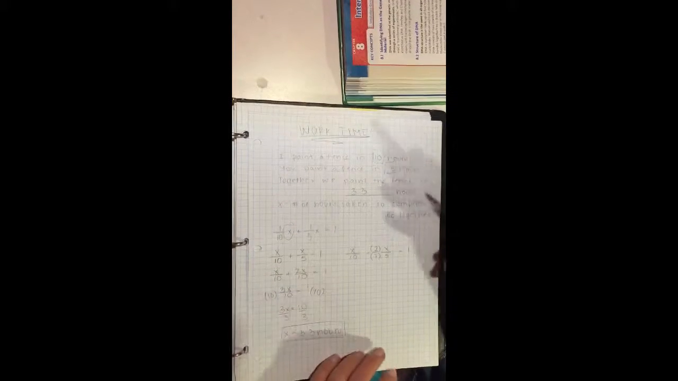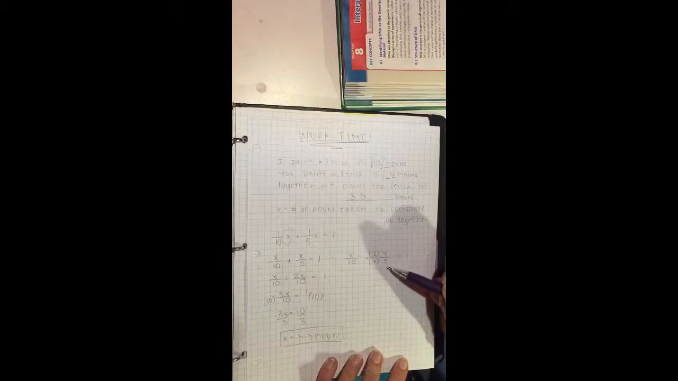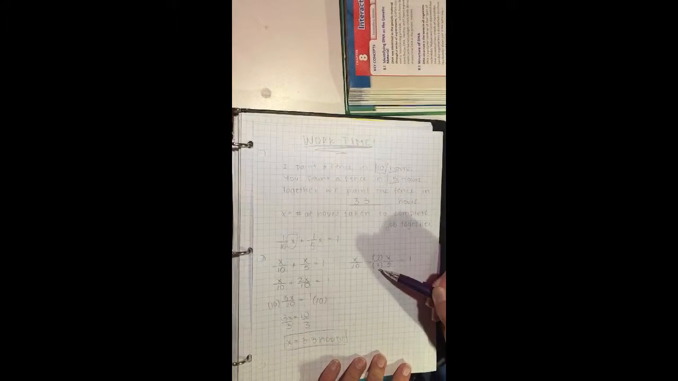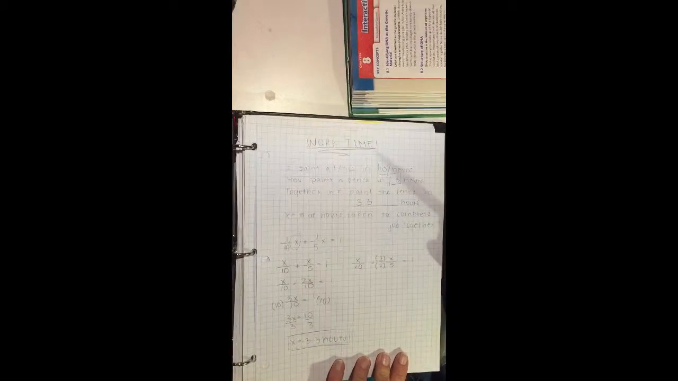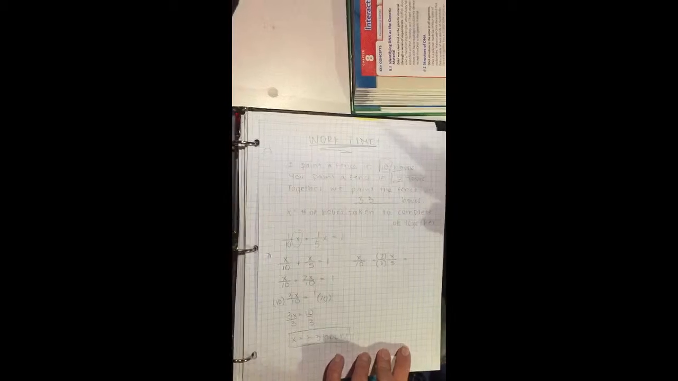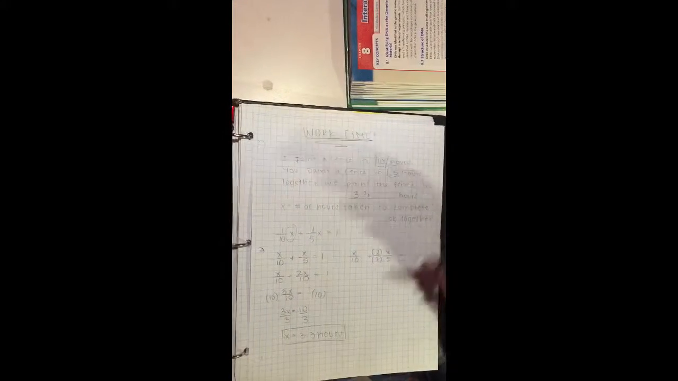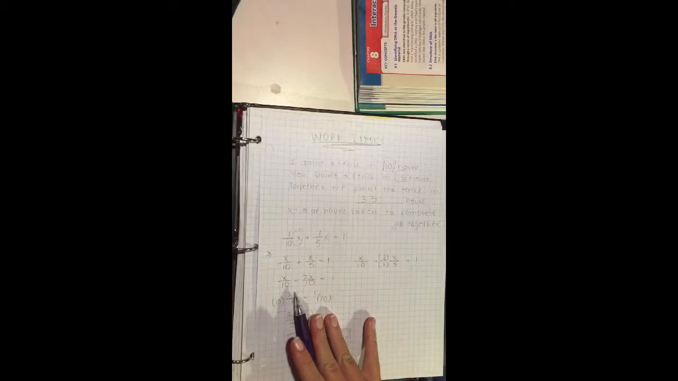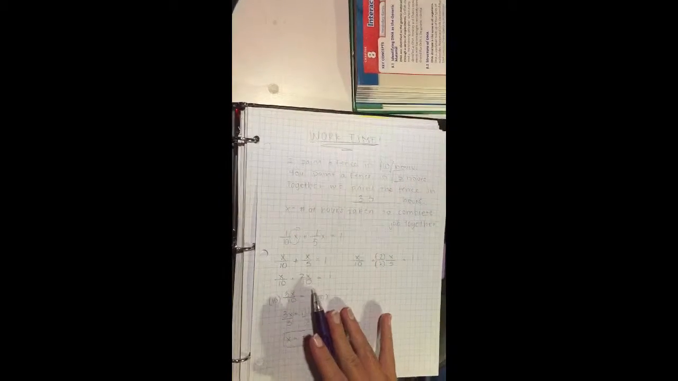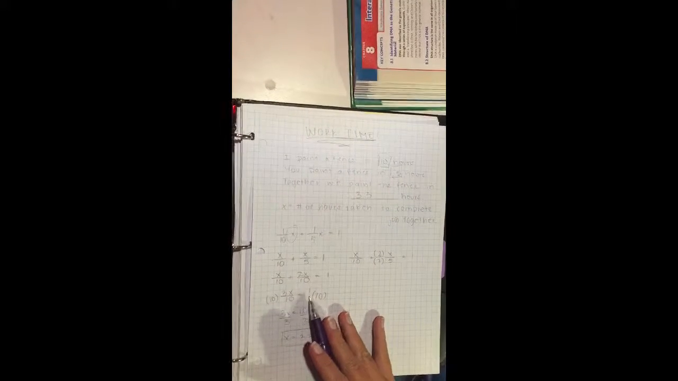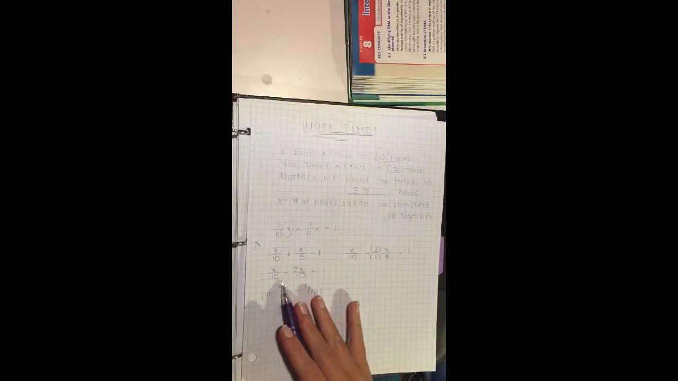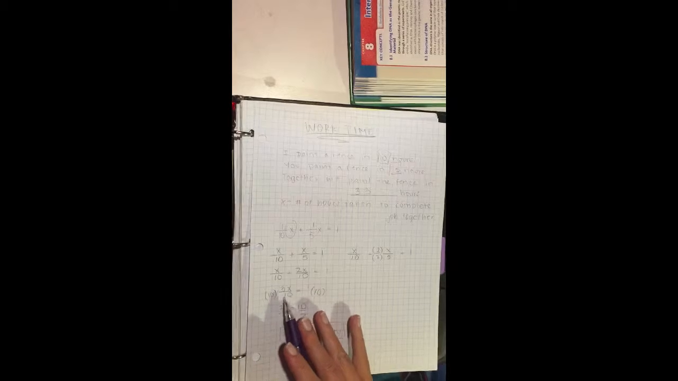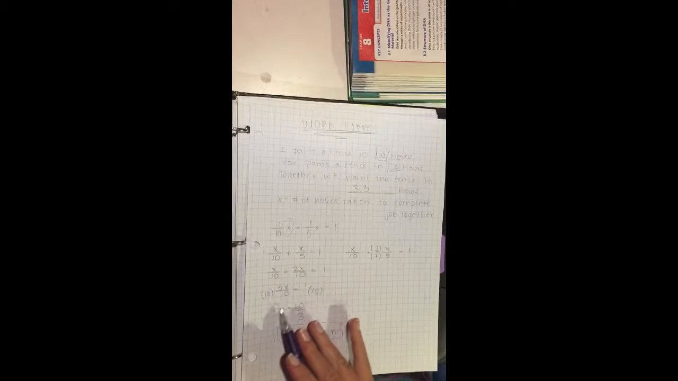So what we're going to have to do is multiply x over 5 times 2 over 2, because 2 over 2 also equals 1. So it's not changing the numbers, it's making them equal to the other ones. Now, this would become x over 10 plus 2x over 10 equals 1. And we can combine these two because they have a common denominator. And that will then become 3x over 10.